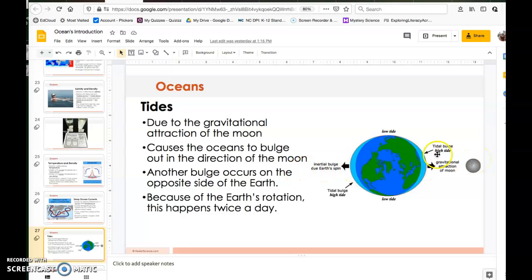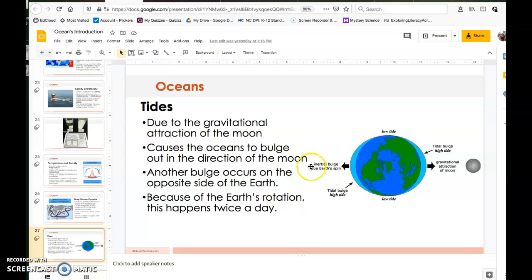And just so you know, another bulge will occur on the opposite side of the earth. So this is pulling the water towards the moon right here, but it also does it on the other side too. Because of Earth's rotation, this happens twice a day, so we'll get 2 high tides and 2 low tides.